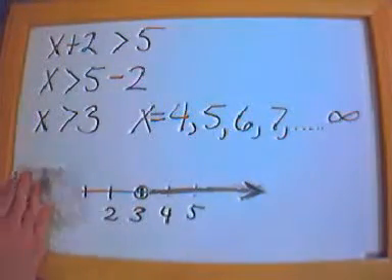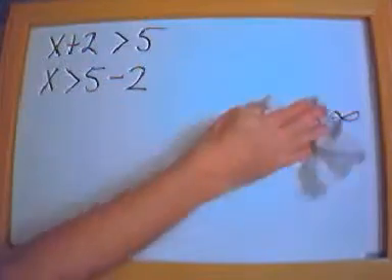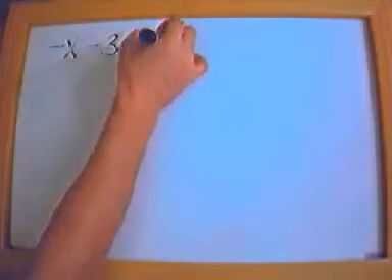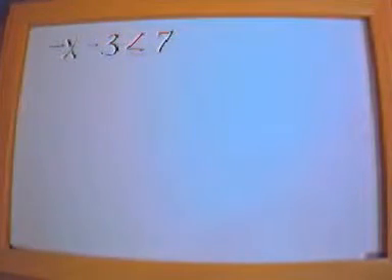Okay? So that was a fairly simple inequality, and none of them are really hard. If you know how to solve equations, you're basically going to be able to solve these inequalities. And there'll be a few things along the way that we'll deal with. Let's say we have negative x minus 3 is less than or equal to 7. Let's just say.